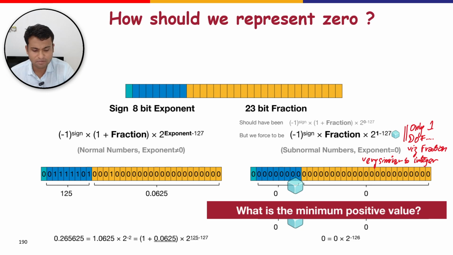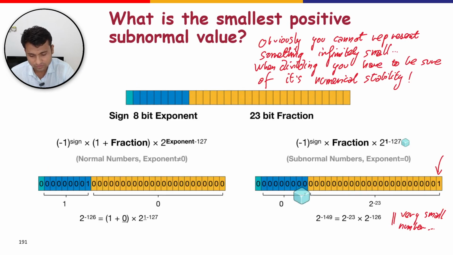But let's now ask, what is the minimum positive value which is possible? So pause the video, think about it. What is the minimum positive value which you can think of? Obviously you cannot represent something infinitesimally small. So it has to be certain, like what is the smallest positive value, and when dividing you have to be sure of its numerical stability, that it doesn't blow up. So obviously 1 plus fraction would give you an unnecessary 1 plus, which you do not want.